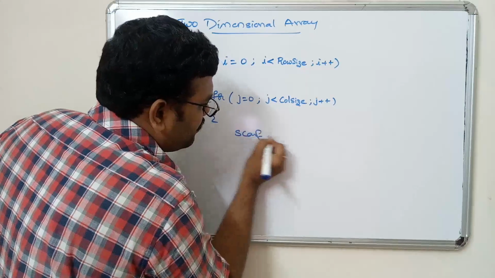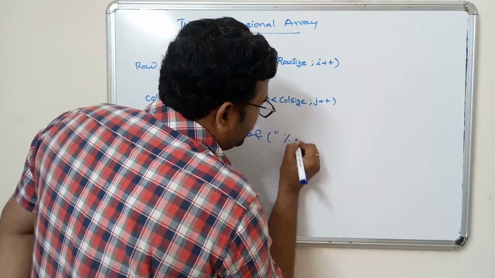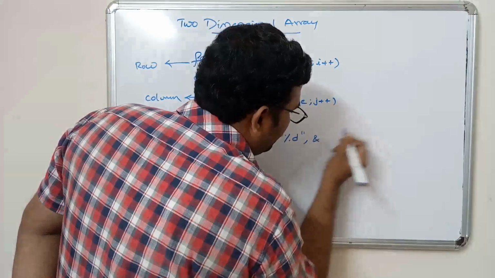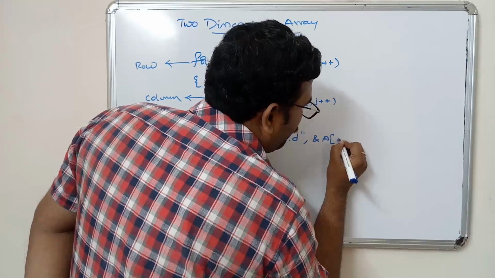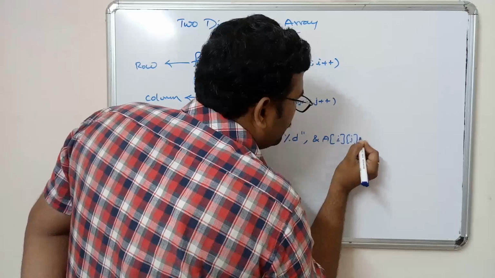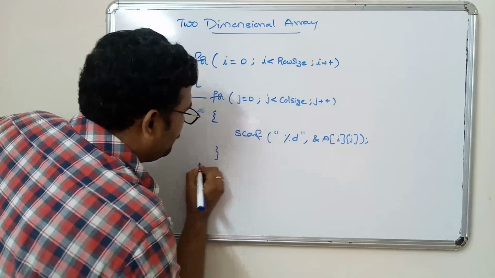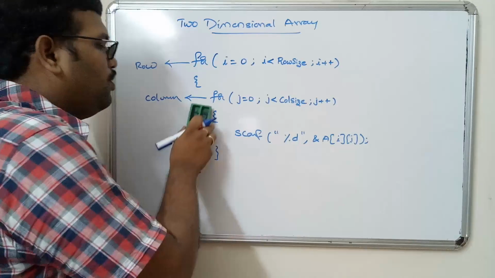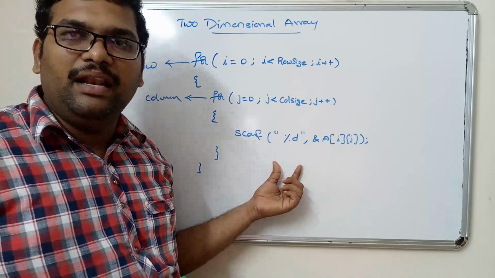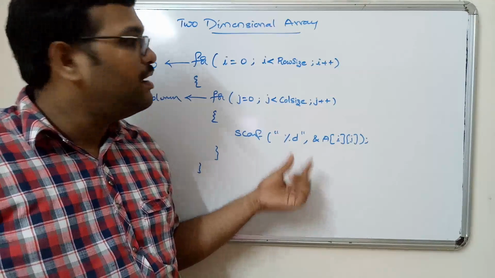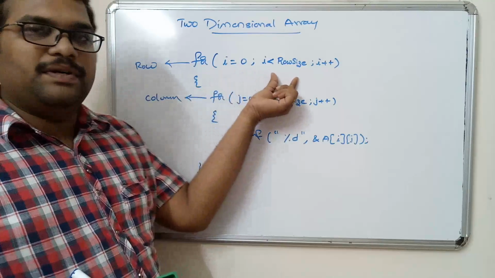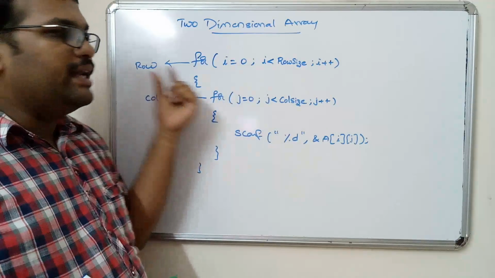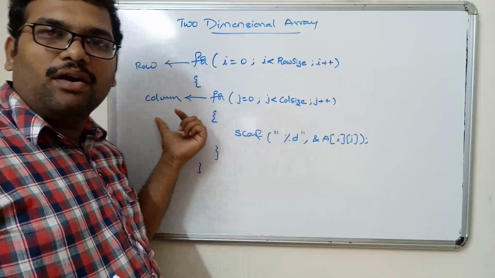scanf("%d", &a[i][j]); So this is a simple logic for reading all the elements into a two-dimensional array. The first loop is for the row and the second loop is for the column.